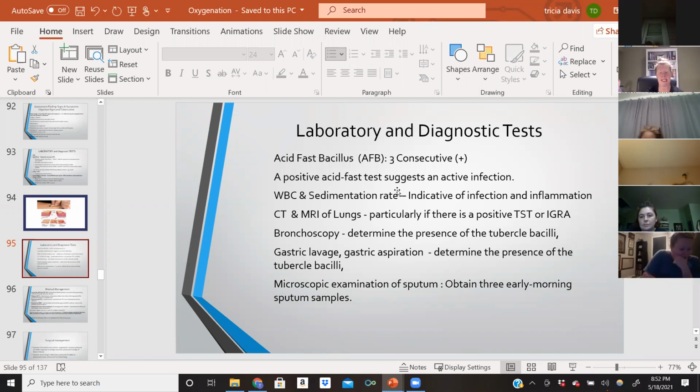We can do a CT of the lungs, an MRI of the lungs, especially if they have a positive test that comes back. The MRI is always more detailed. We can do a bronchoscopy, so we can go in there and take a culture to see what's in there. They can do that gastric lavage or a gastric aspiration to determine if there's any of that tuberculosis bacilli in there. And then we could also send their sputum out for culture sensitivity, microscopic examination.